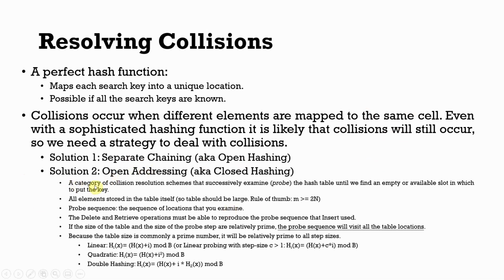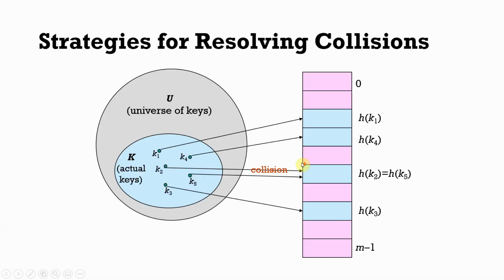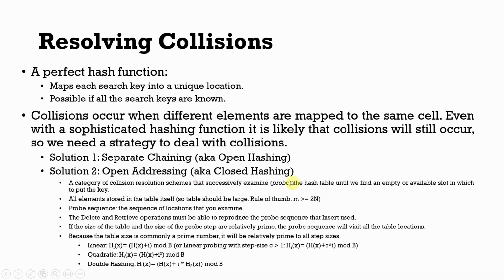Open addressing is a category of collision resolution scheme that successively examines, or probes, the hash table until we find an empty or available slot in which to put the key. So when we have a collision, let's say K2 is stored here, and K5 is also mapped to this location, it cannot be stored here, because there's only space for one item in open addressing. So we have to probe through other cells or locations in this table to put K5 in. This probing can be done in many different ways: we have linear, quadratic, or double hashing. These are three different probing algorithms.